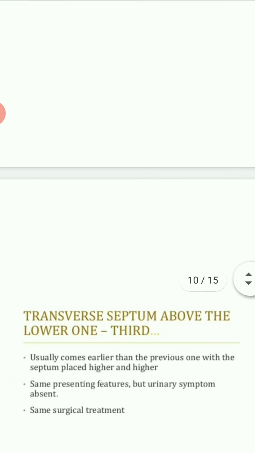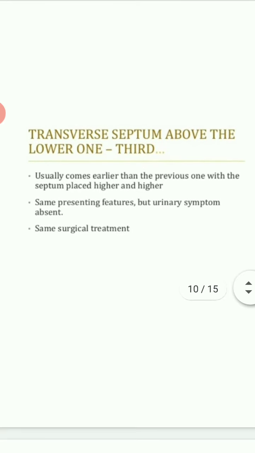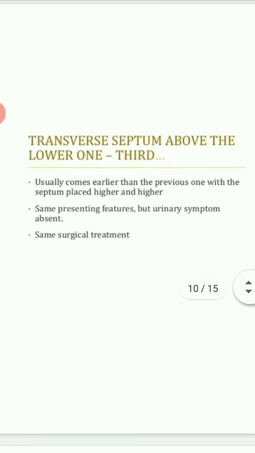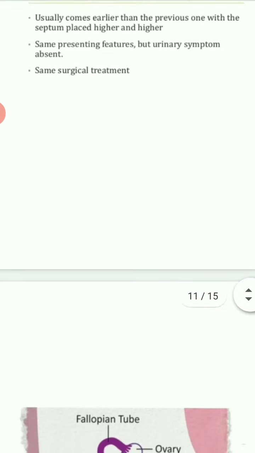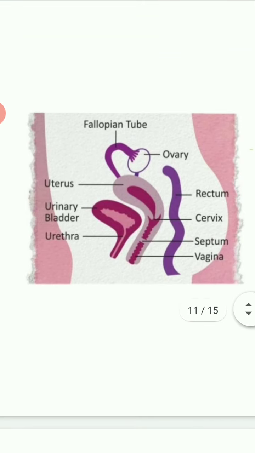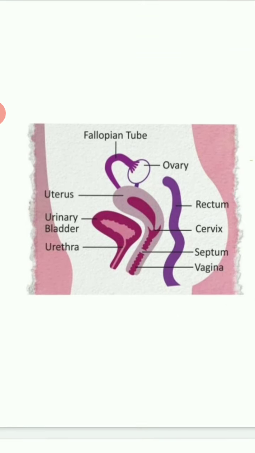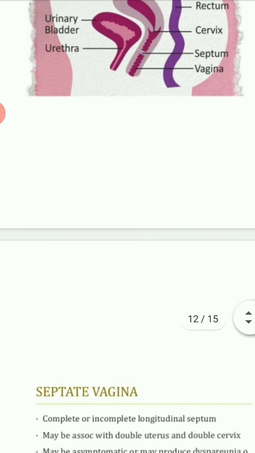Okay. Then next is the transverse septum above the lower one third. It usually presents earlier than the previous one, with the septum placed higher and higher. The presenting features are the same, but urinary symptoms are absent. The surgical treatment is the same. Here we can see the fallopian tube, ovary, uterus, urinary bladder, urethra and rectum. So you can see the parts and how they will be affected.